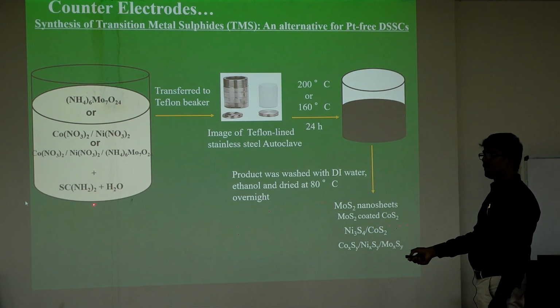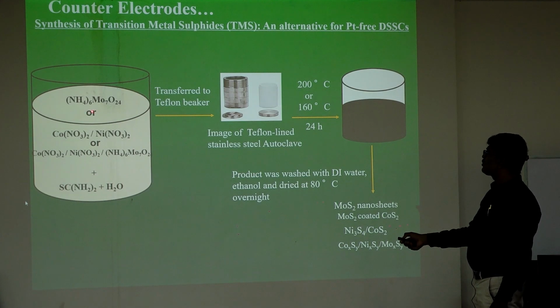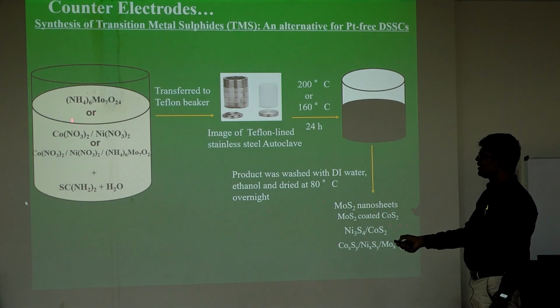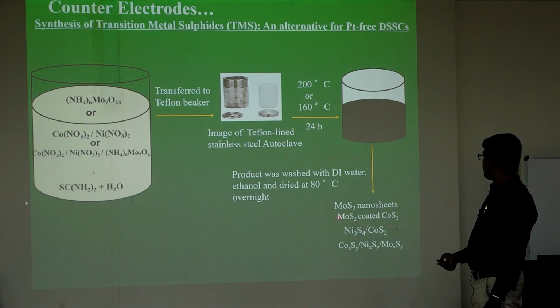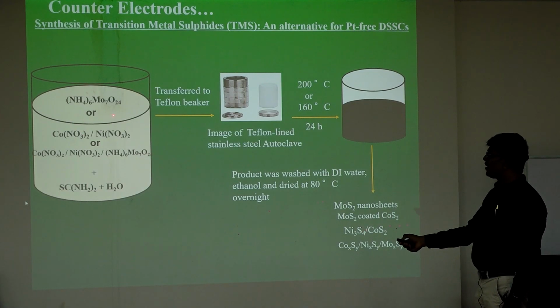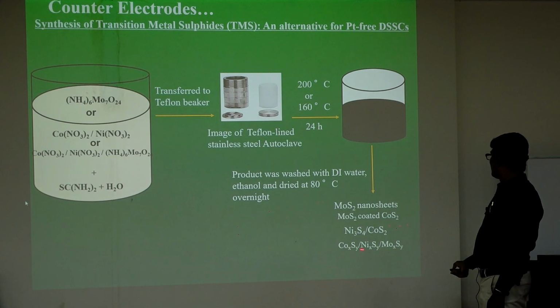For the second one, we prepare cobalt nitrate and thiourea. Nickel nitrate and thiourea we can do. And we combine cobalt nitrate and nickel nitrate both with thiourea, that is another one. Next, we combine ammonium molybdate with cobalt nitrate, the molybdate sulfide, cobalt sulfide. And cobalt sulfide, nickel sulfide. The last one, ammonium molybdate, cobalt, nickel, everything we prepare as sulfide.